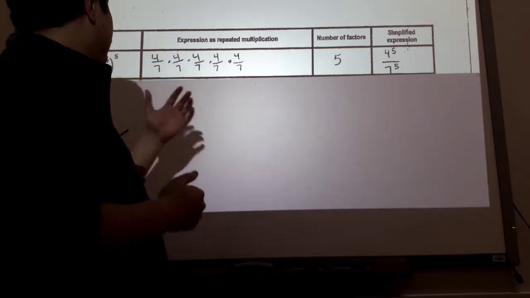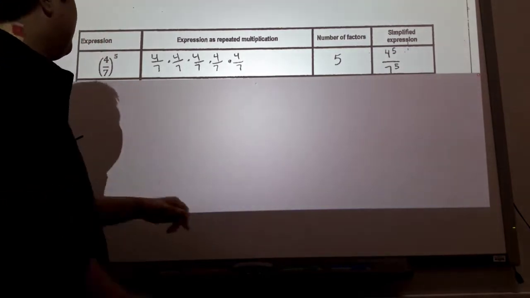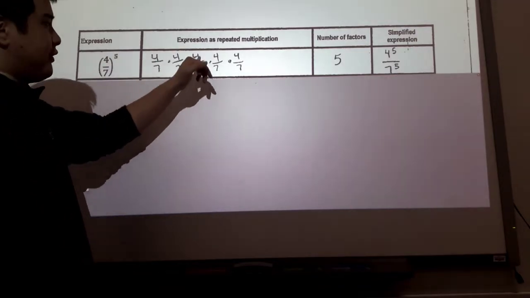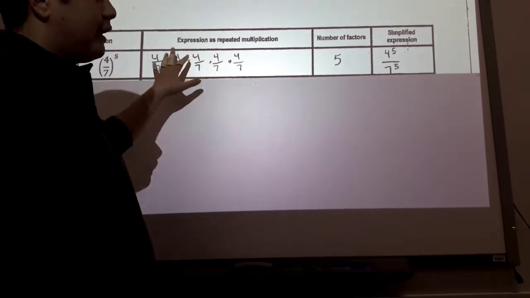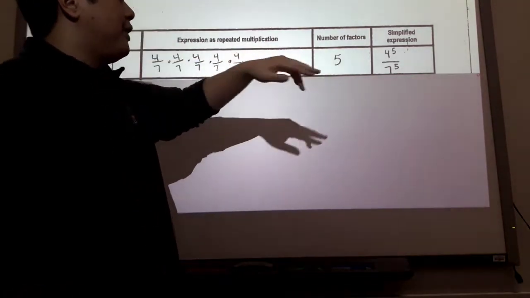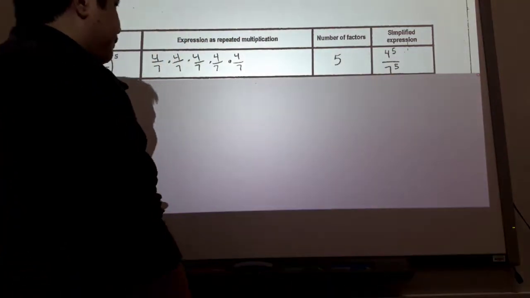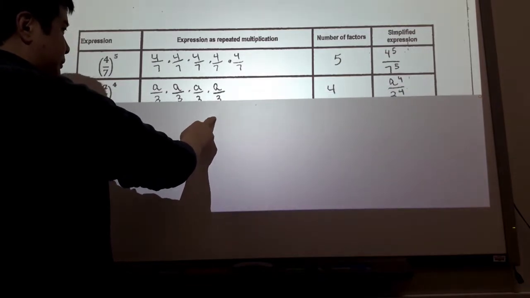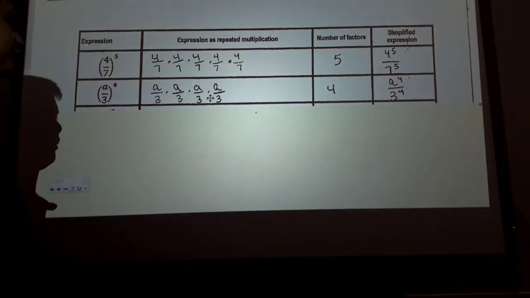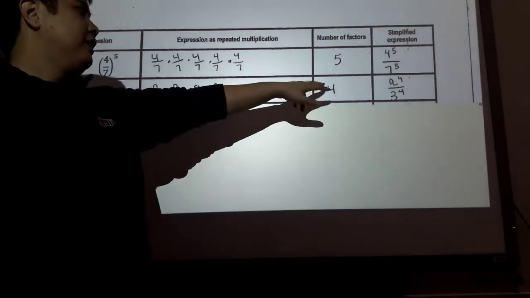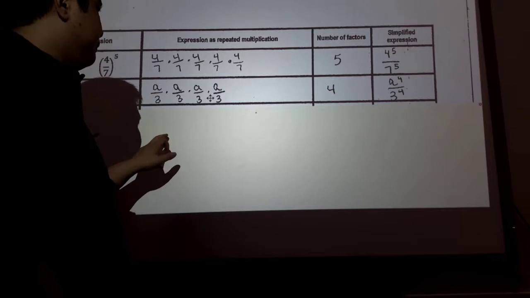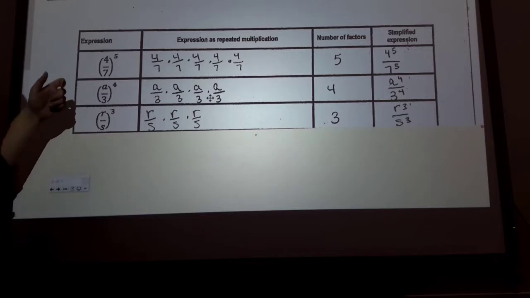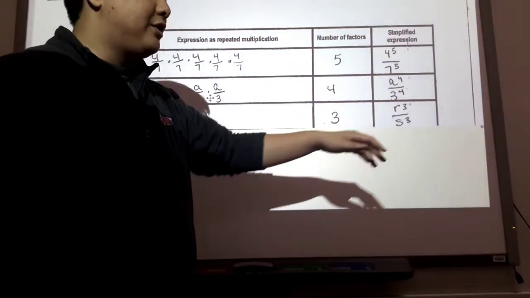This is the power of a quotient property. 4 over 7 to the fifth is 4 sevenths times 4 sevenths times 4 sevenths times 4 sevenths times 4 sevenths. Again, we have 5 factors here, 5 things being multiplied. We get 4 to the fifth over 7 to the fifth. Notice how that is not simplified, but typically I would ask you to do that, but in these specific examples, not right now. A over 8 to the fourth power, there's 4 factors, 8 to the fourth, 3 to the fourth. Right here, r over s to the third, 3 factors, r to the third, s to the third.